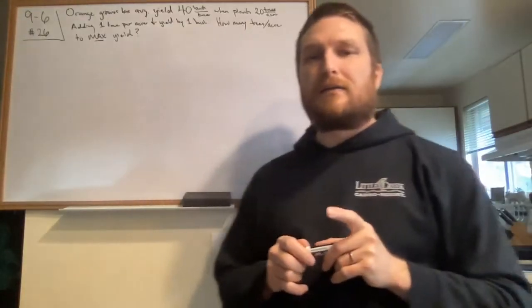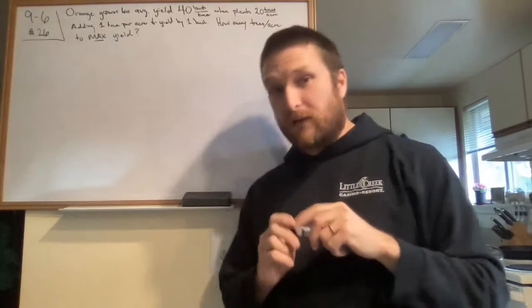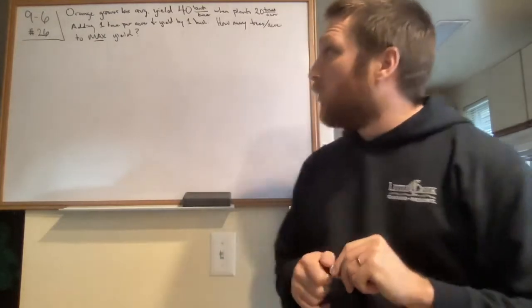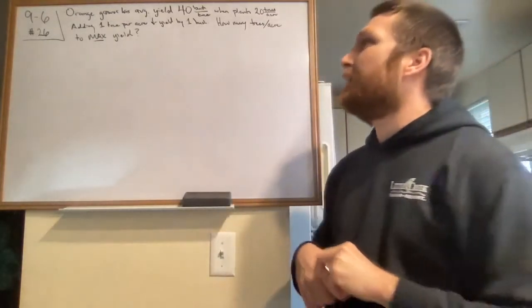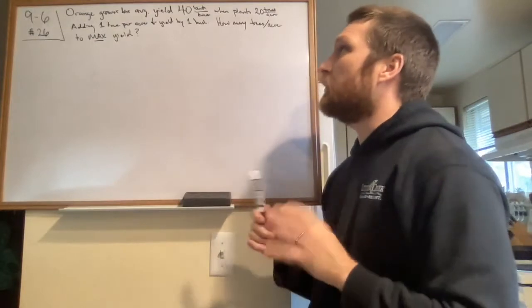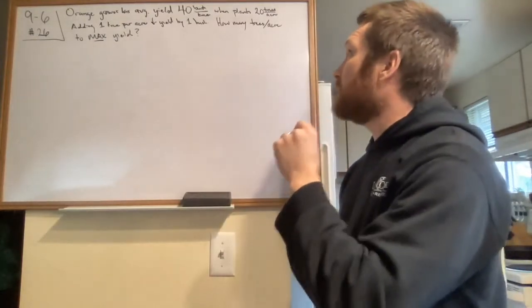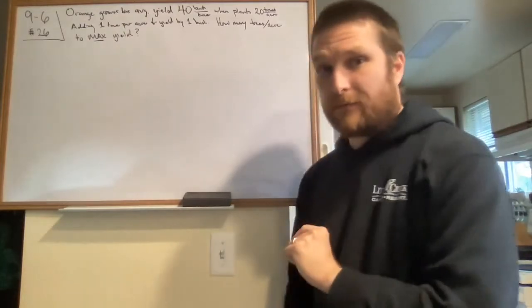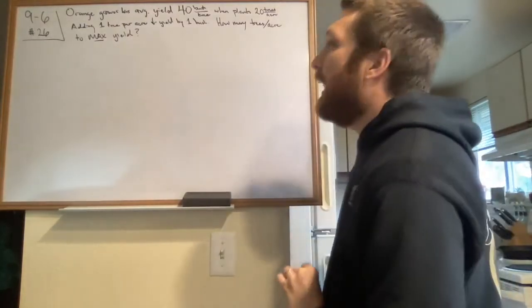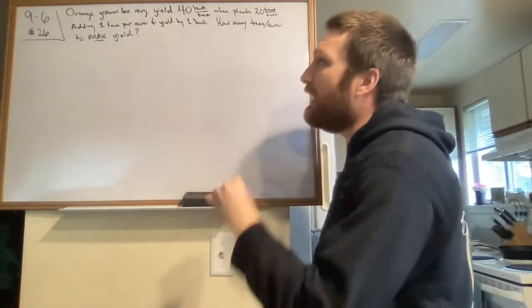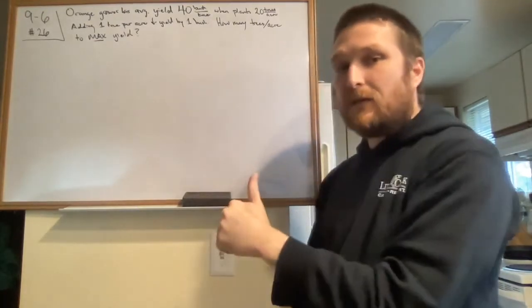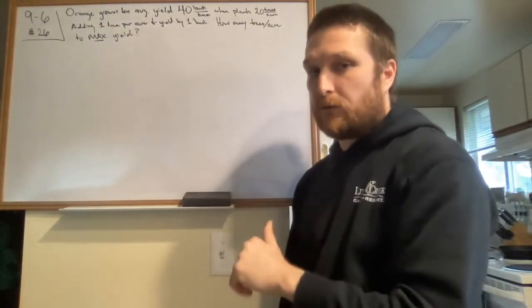Chapter 9, section 6, problem 26. An orange grower has an average yield of 40 bushels per tree when they plant 20 trees per acre. Adding 1 tree per acre decreases the yield by 1 bushel.